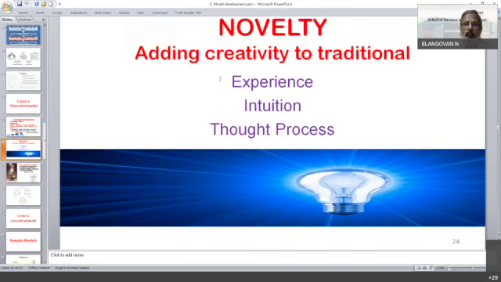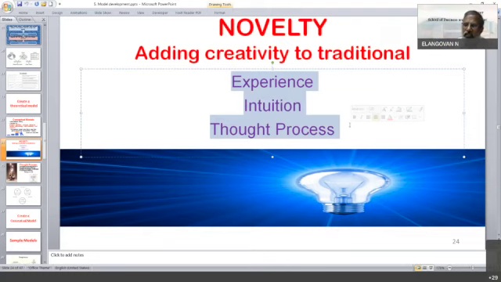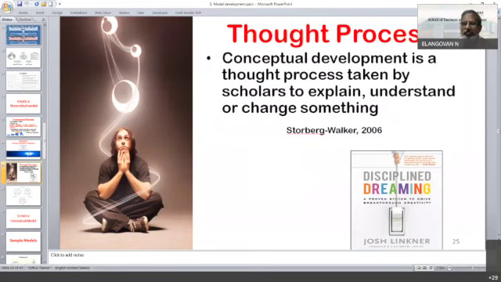That may come out of intuition, experience, or what we call a disciplined thought process, not a wild brainstorming kind of thought process. We call it a disciplined thought process. Last week, in the theoretical model development or theory building, I told you that disciplined imagination is one way of developing new theories. What is disciplined imagination?